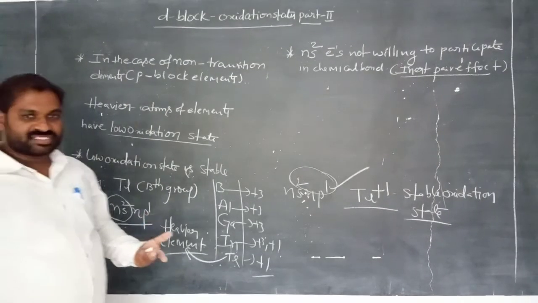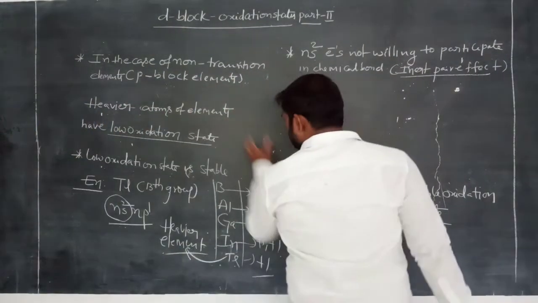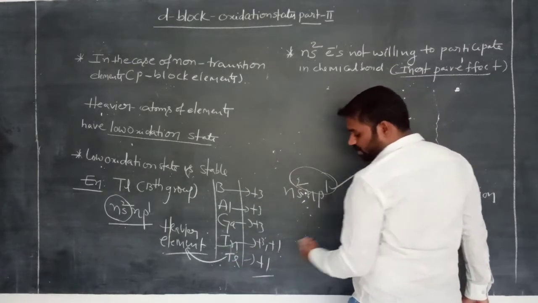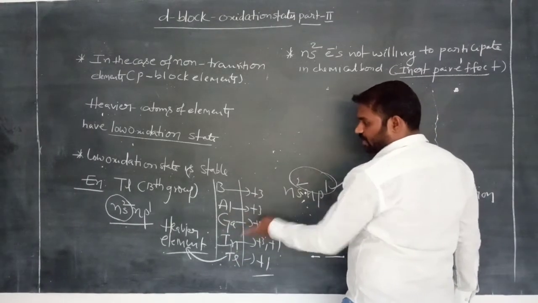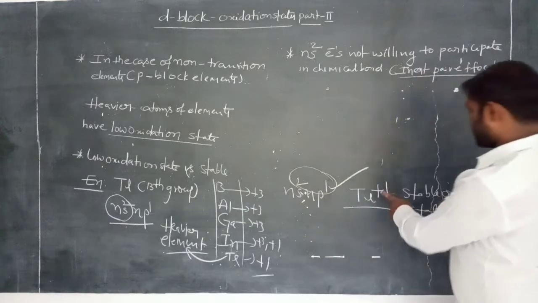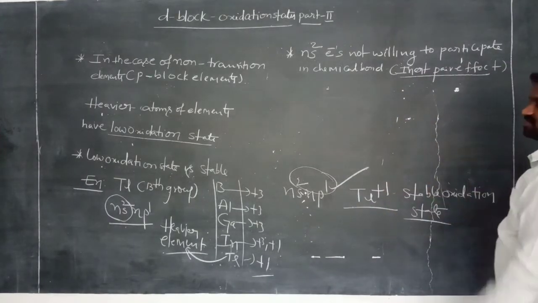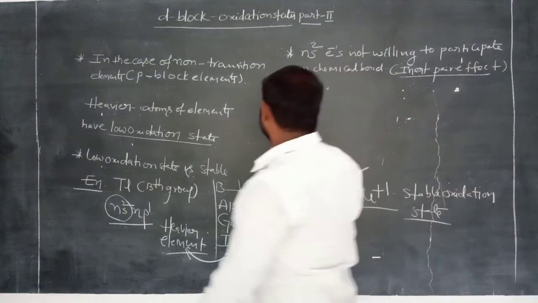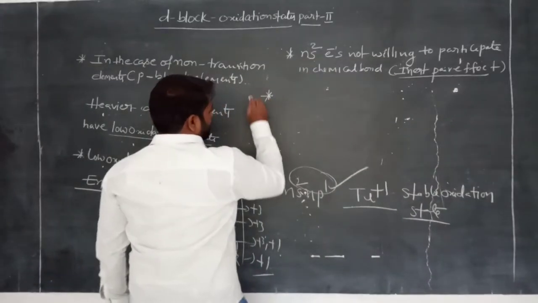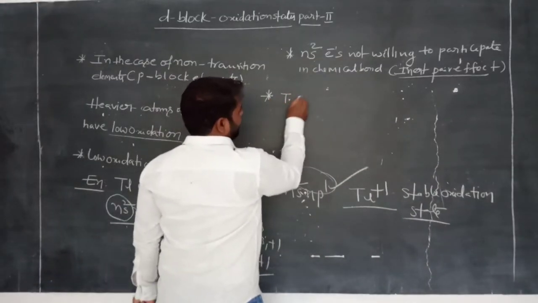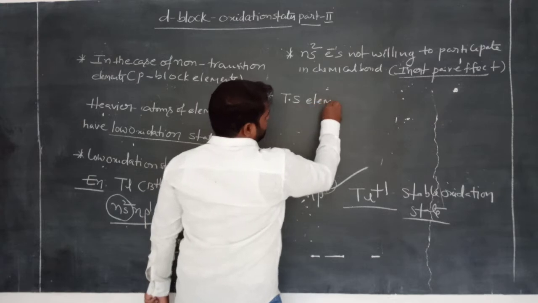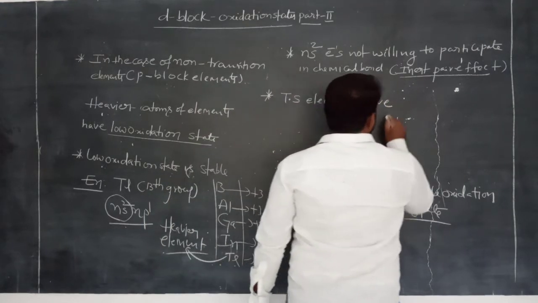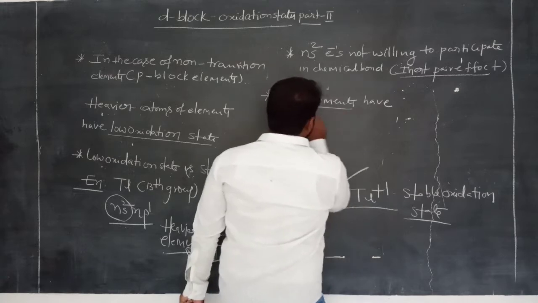Okay? Is it clear, students? In the case of non-transition elements, heavier elements possess lower oxidation states. Why? Because of the inert pair effect. The lower oxidation state is the stable oxidation state in this case. Okay, clear? Now, in the case of transition elements, these elements are heavier elements.